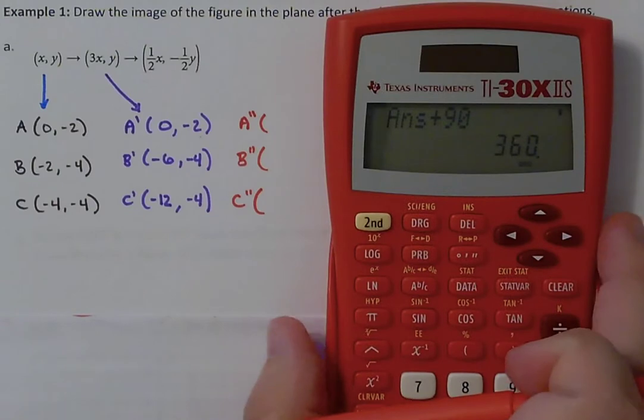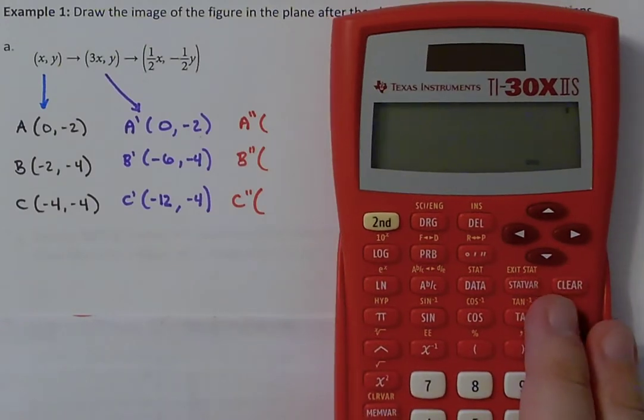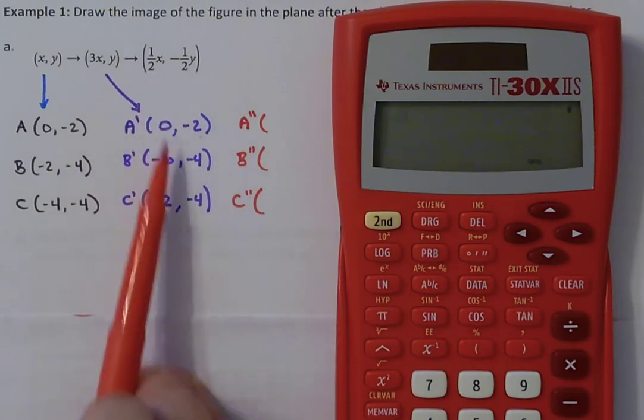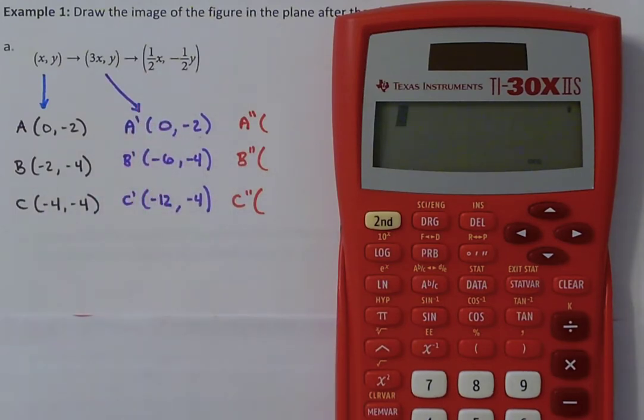All right, so because it is 1/2, we're going to multiply all these numbers by 1/2, or you can divide them by 2. So if we do this, we're going to multiply all the x values by 1/2. So we are going to do 0 times 0.5. We get 0. We're going to have -6 times 1/2.